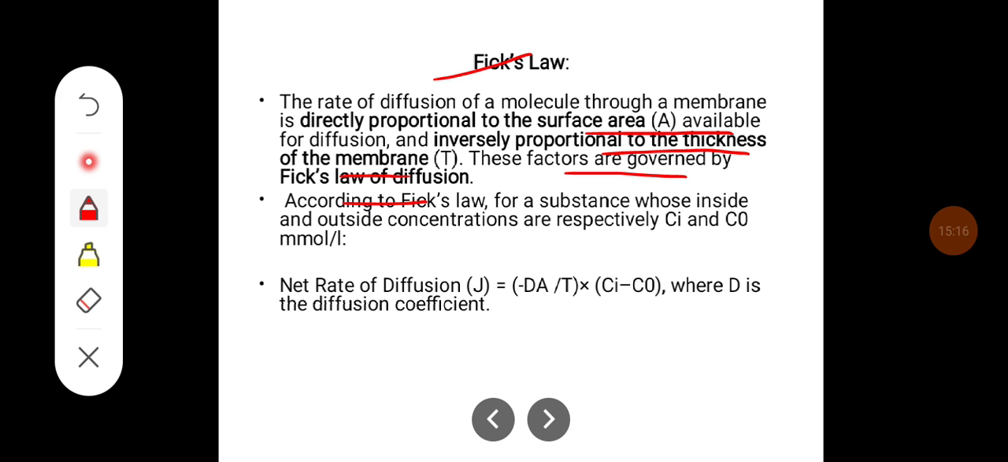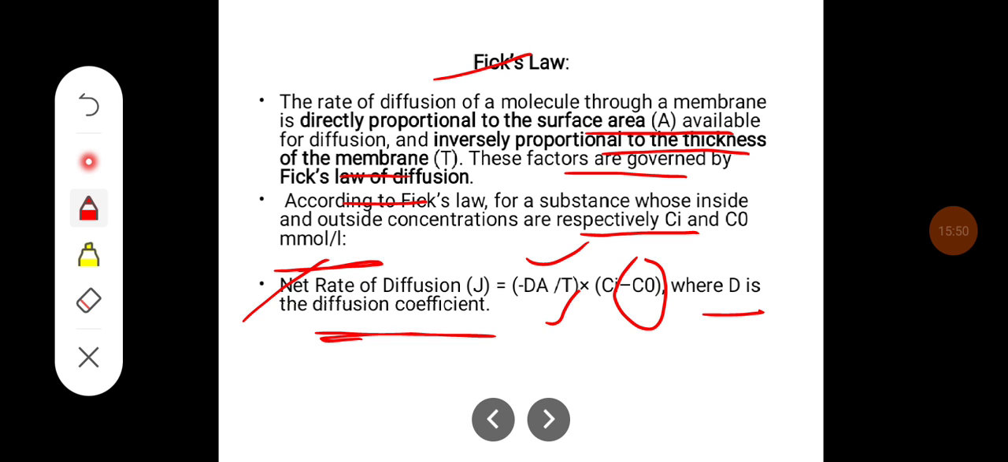According to Fick's law, for a substance whose inside and outside concentrations are respectively Ci and Co millimoles per liter, the net rate of diffusion is given as D times A divided by T into Ci minus Co, where D is the diffusion constant. That is, the net diffusion is directly proportional to the area, inversely proportional to the thickness of the membrane, and it depends on the difference in the concentration of that substance inside to outside.